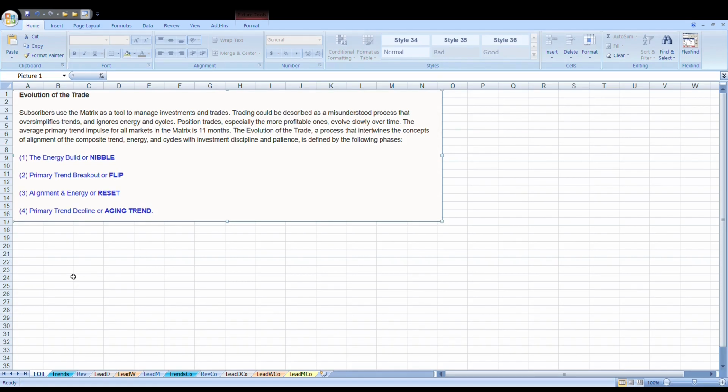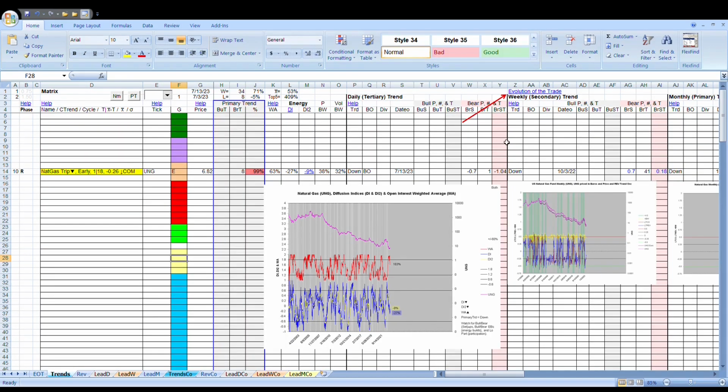We're going to talk about natural gas. We're going to talk about how it's moving through the evolution of the trade. We see that right here. If you ever want to go into the evolution of the trade and study more about it, click this link and you will get the main topics here.